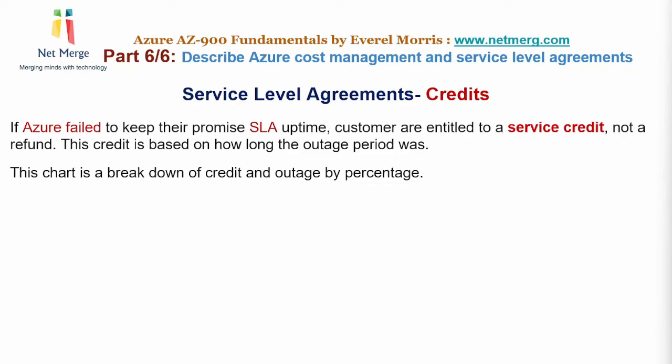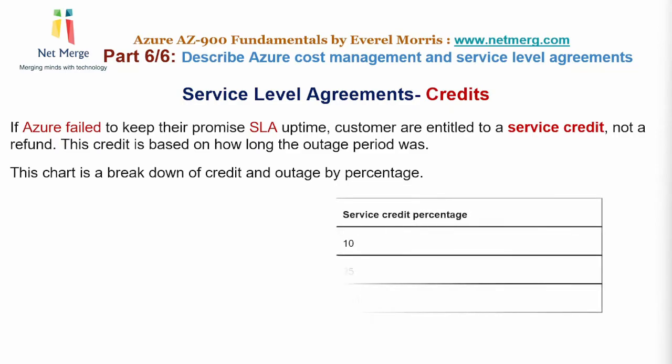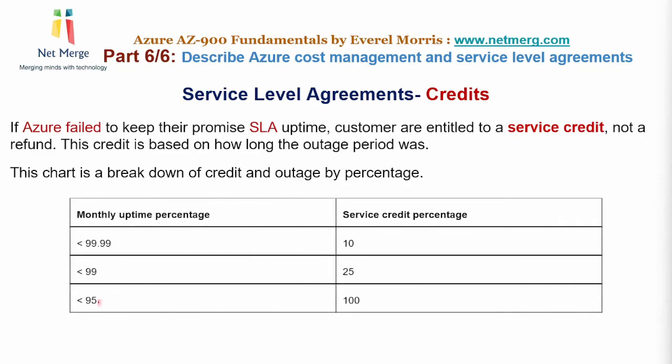Now, this chart will actually explain what the outage and percentage period would be like. For example, for service credit percentage, you will get 10% if the service is down to less than 99.99%. You'll get 25% if it's down to less than 99%. And if it goes below 95%, you get full credit for whatever you paid for that particular month for that particular service and that particular SLA that you're claiming for.